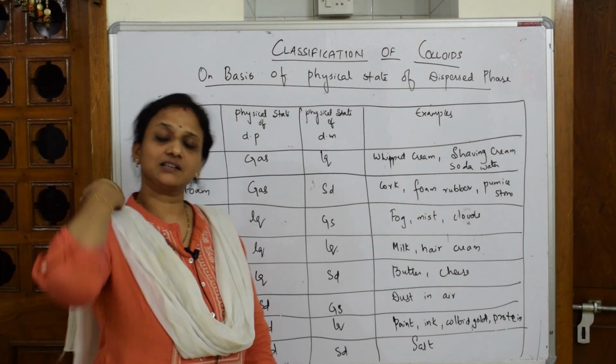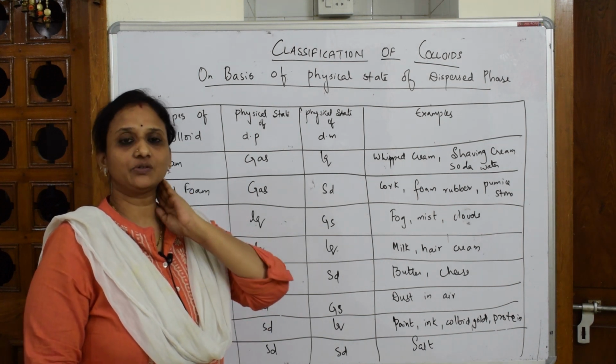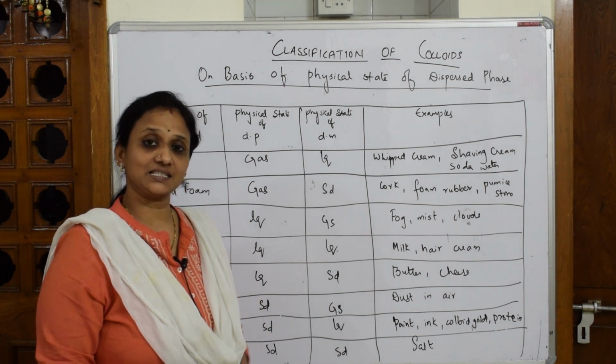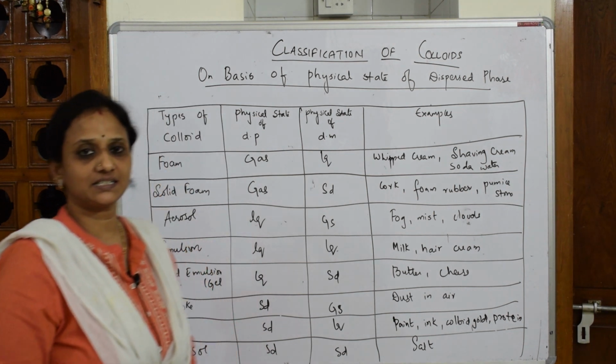Let's come back and learn the classification of colloids. We've already studied the properties of colloids. Let's gradually go into this concept, classification. I've already given you the index. Let's see how you should learn. This particular table is also there in your NCERT textbook.